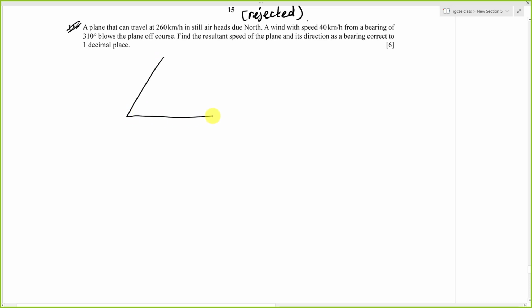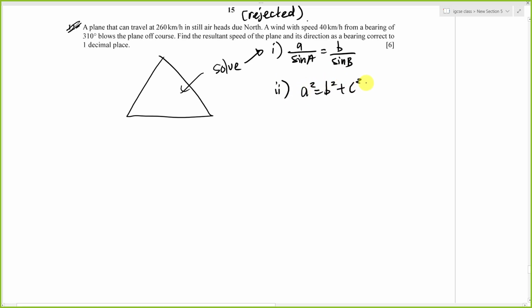You need to draw a triangle. Okay, then you need to solve the triangle by using, most of the time, only these 2 formulas. Sine rule: a over sin A equals to b over sin B, or the cosine rule, which is a² = b² + c² - 2bc cos A. You use these 2 formulas to actually solve the triangle.